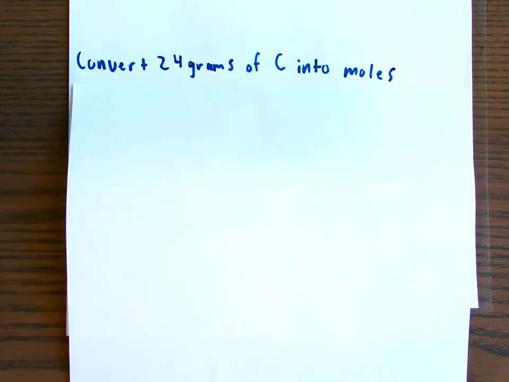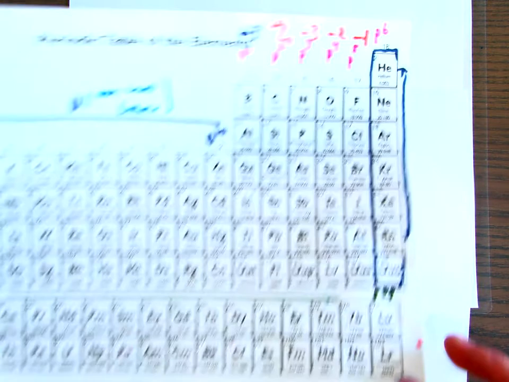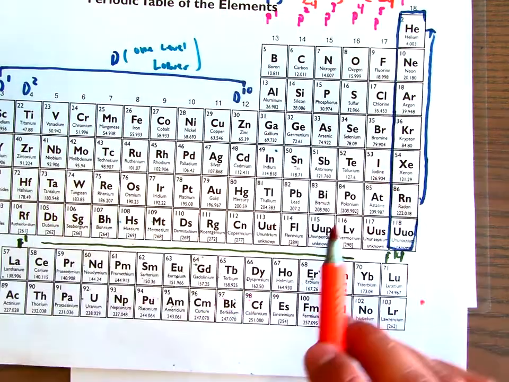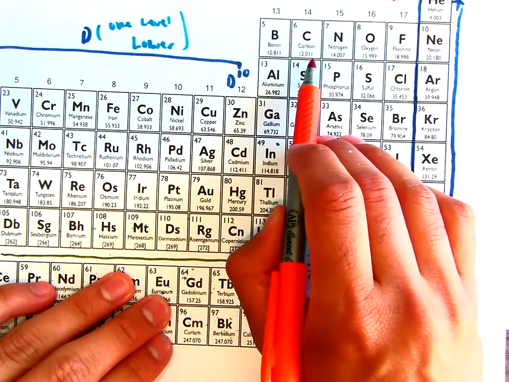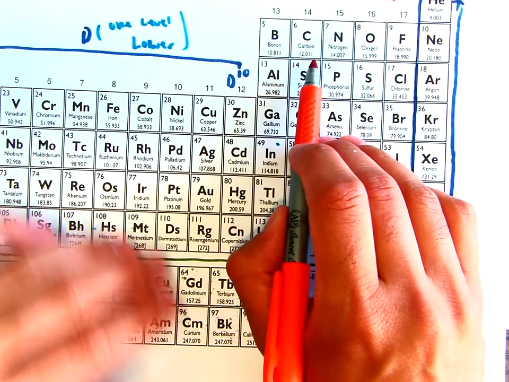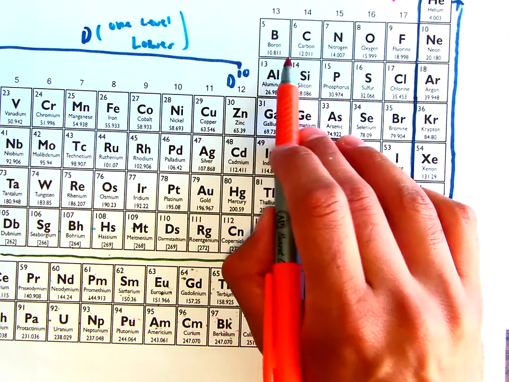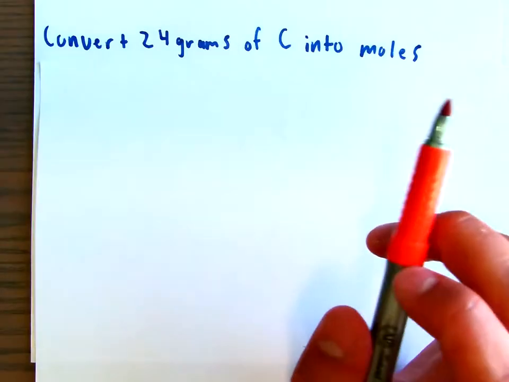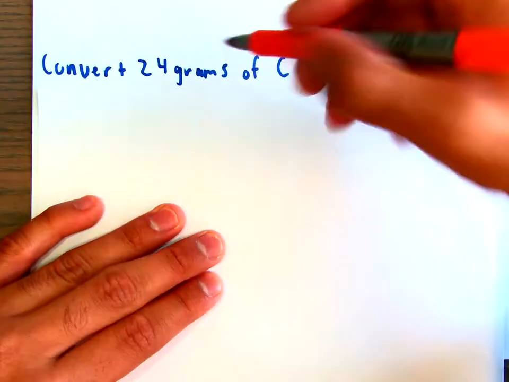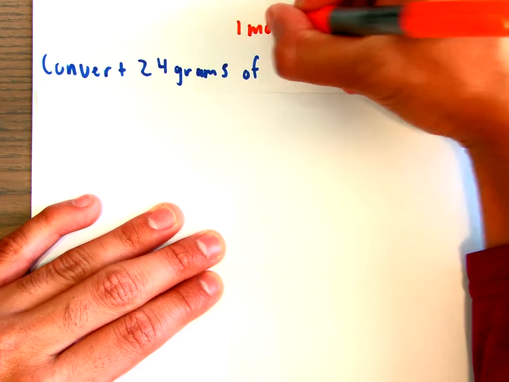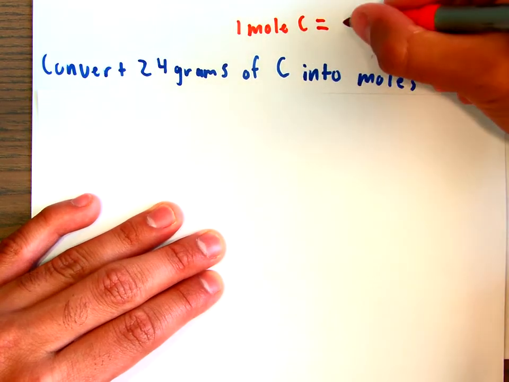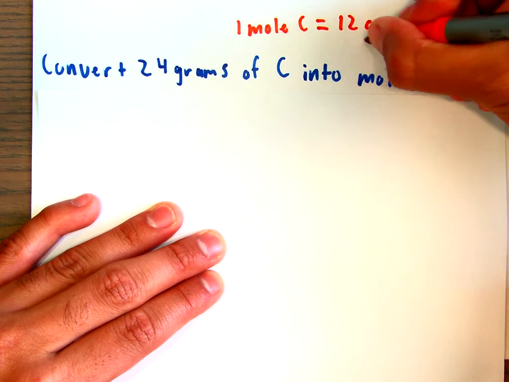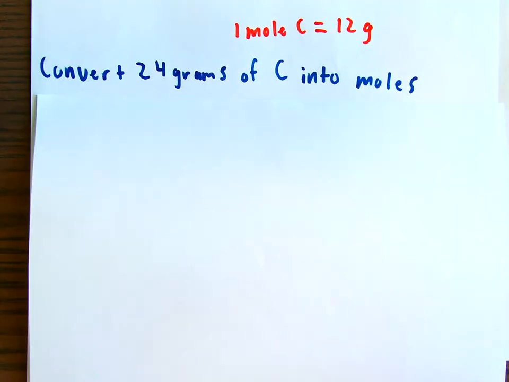First I have to set up my equivalent. How many grams equal how many moles? Well, my periodic table always tells me the mass of 1 mole, which in this case is 12.011. For these problems, I just want you to round to whole numbers, so we're just going to round to 12 grams to keep it simple. So the periodic table tells me that 1 mole of carbon equals 12 grams. We're going to use this to do our conversion.